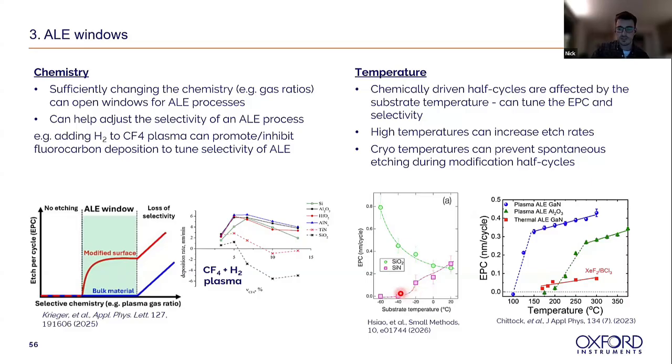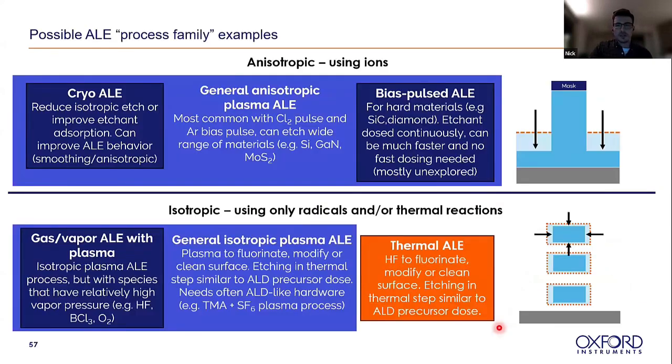For things like silicon nitride, if you go to very low temperatures, you can get no etching, but if you go to slightly higher temperatures, you get etching. Similarly, if we look here at etch per cycle as a function of temperature, we see that we have an ALE window for GaN, and below a temperature of about 150 degrees, the etching actually stops. So it's very similar to the ion energy window. That was a crash course in what ALE is.